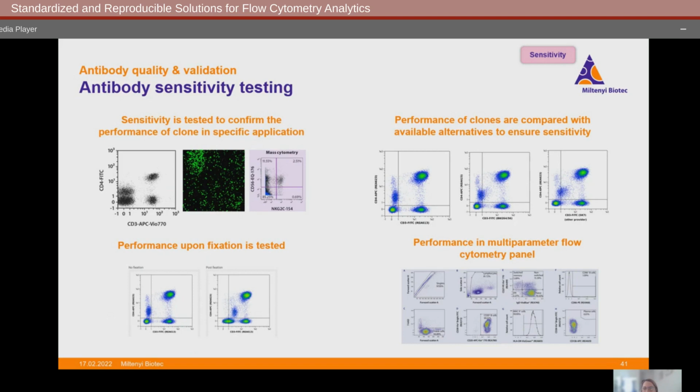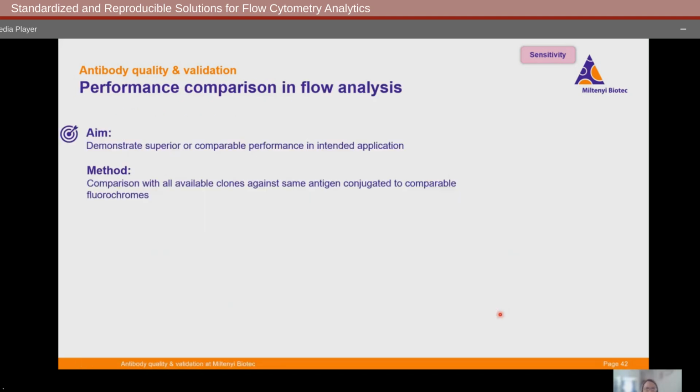Here are some of the different types of assays we use to establish sensitivity. Performance is tested in flow, also tested in microscopy, and sometimes in mass cytometry as well. It's also compared to alternative hybridoma clones that are out there on the market, and we'll display this data on the product page of the website. We also test it against fixation and then show data in multi-parameter flow cytometry for more complete information.